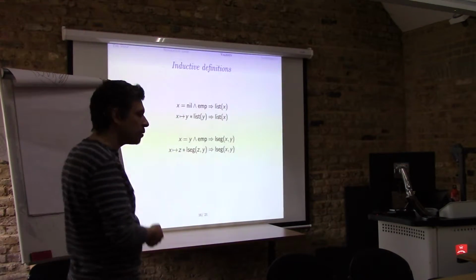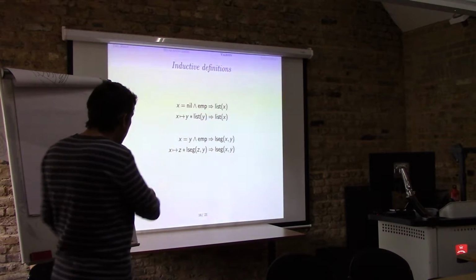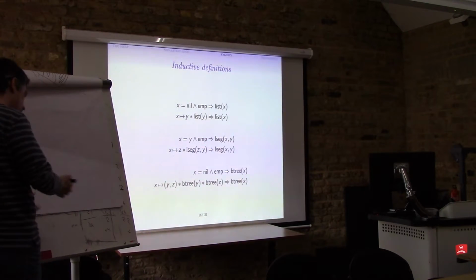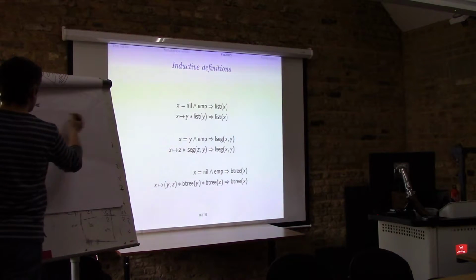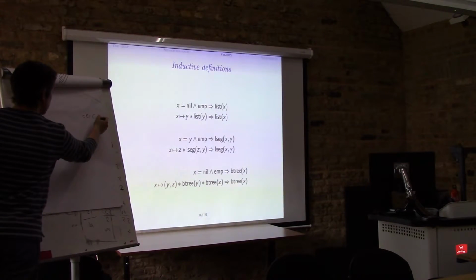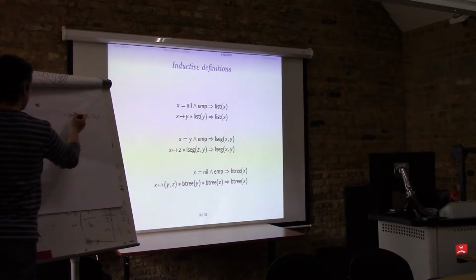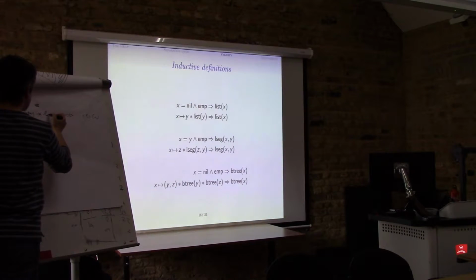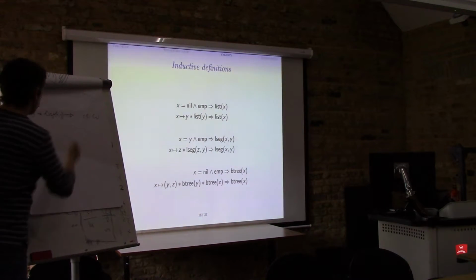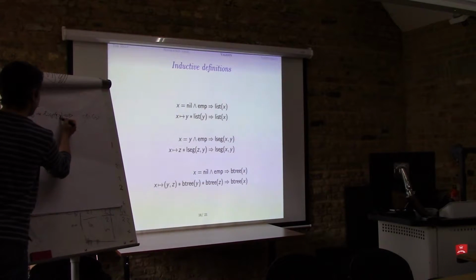at its end point. Okay, so now having the list segment, we can express the circular list by saying I have a circular list at X if X points to Y, and I have a list segment from Y to X. Sorry, from Y to X. Okay, so this is a circular list.